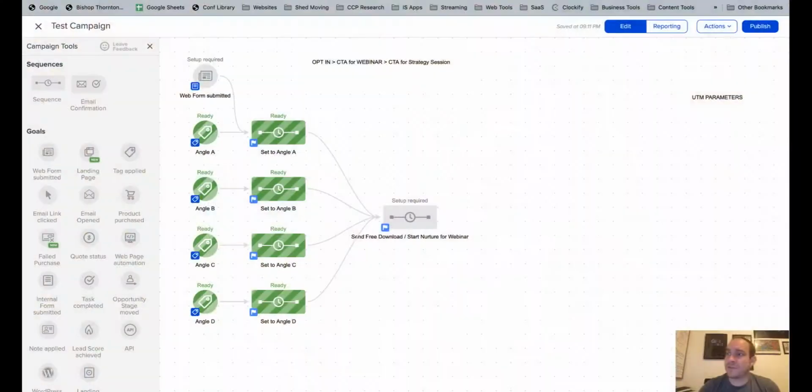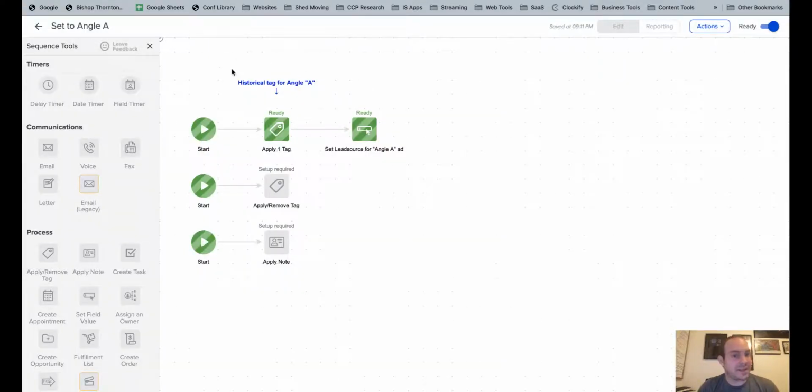But your first question: what will you do to properly track the original angle that generated the scheduled strategy session? If I go over to an Infusionsoft campaign that I have built out here for you, here are the four angles. You can see I have a tag representing each one that goes into a unique sequence. Depending on where they're coming in, they get tagged with a trigger that drops them into a unique sequence, and three things are happening here.